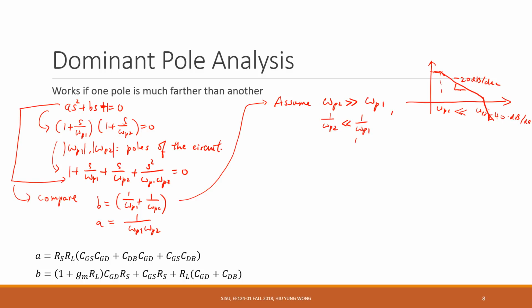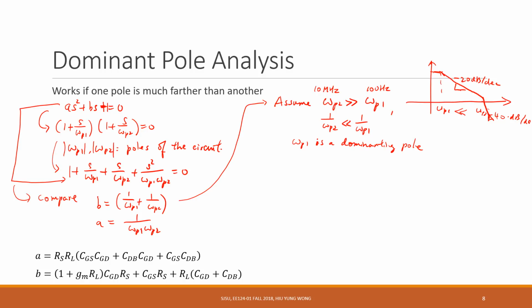For example, this may be 100 hertz, right? Let me write here. And this may be, let's say, 10 megahertz. And of course, 10 megahertz is much, much larger than 100 hertz, right? So what does it mean? It means omega p1 is a dominating pole. That's why we say this is a dominant pole analysis.